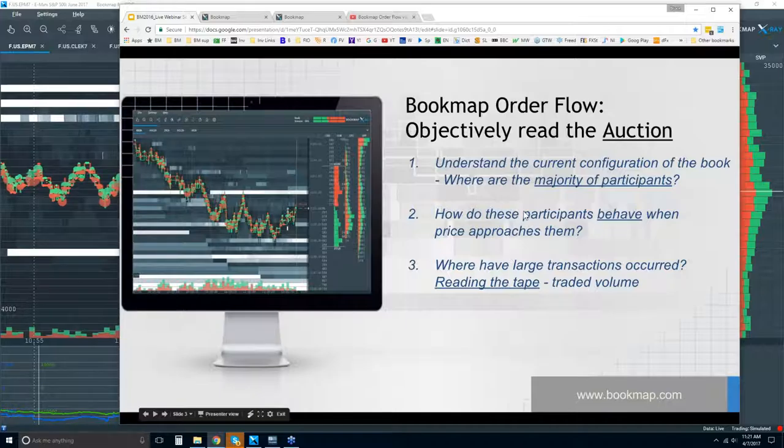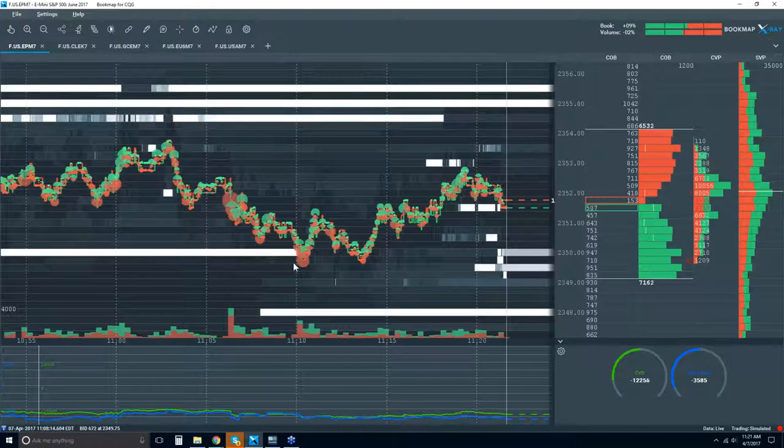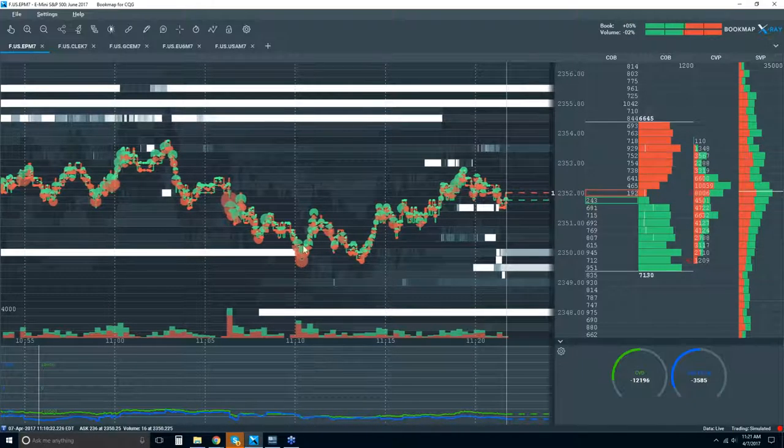And then we saw a move to the upside, and we saw more volume trade at a little higher area. And that's when we started to put the pieces together for the tape reading. But it all started from that 2350 area, and we're looking at where are the majority of the players, and how did they behave? And that can be answered right here. High liquidity, how did they behave? They stayed in the book and they traded. And we know that.